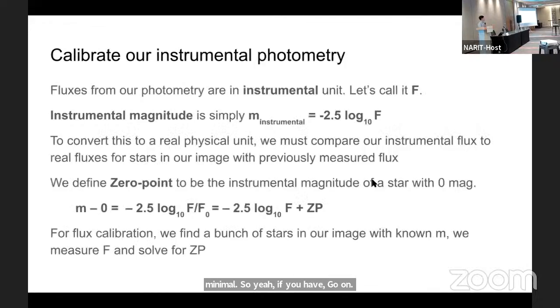All right, before moving on to the calibration of photometry, do we have more questions about aperture and PSF photometry? You can also let this plane pass.